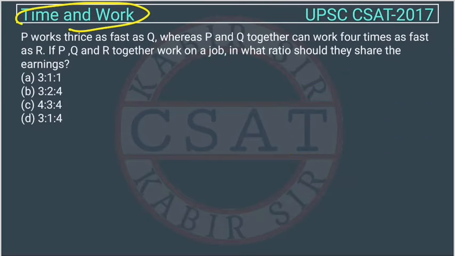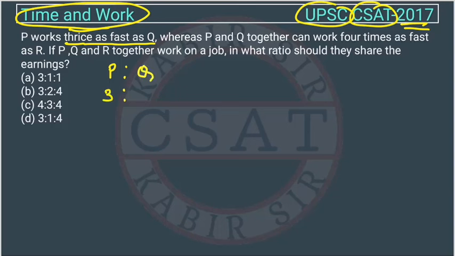So this is a question of time and work asked by UPSC in the CSAT paper of 2017. P works thrice as fast as Q. So what is given, like the efficiency is given. So in this type of question, it is better if we write it like this, because P is working thrice as fast as Q. So if Q is taking 3 days to complete a work, right? So P can complete that work in 1 day, right?